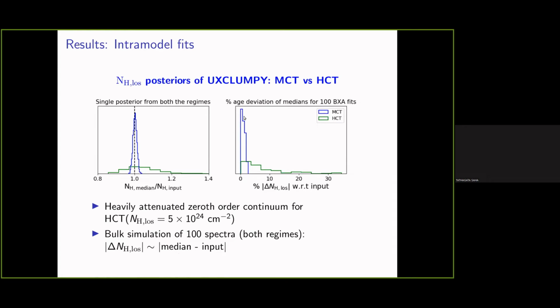Again, the discrepancy is much higher for the heavy Compton-thick regime, and it's much more localized towards lower values for the medium Compton-thick regime. This is mainly because of a heavily attenuated zeroth order continuum for high column densities. So you cannot measure the line of sight absorption at such high values of NH, because the spectrum is mostly dominated by the scattered continuum.